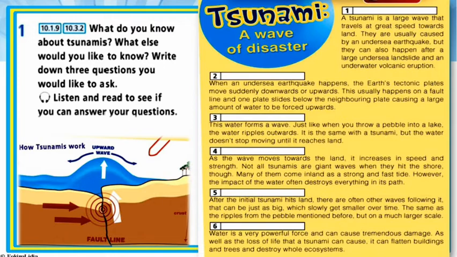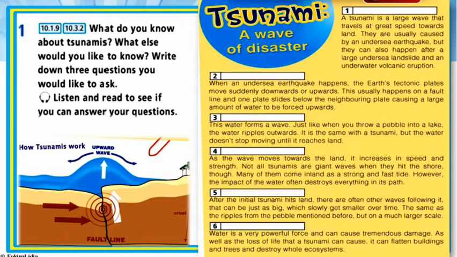Tsunami, a wave of disaster. A tsunami is a large wave that travels at great speed towards land. They are usually caused by an undersea earthquake, but they can also happen after a large undersea landslide and an underwater volcanic eruption.